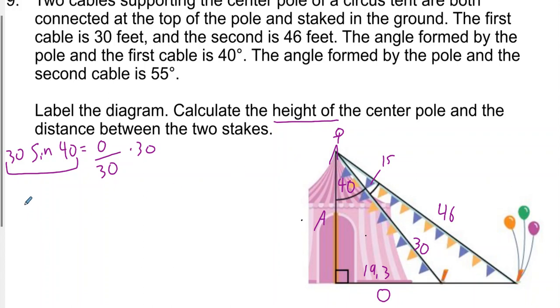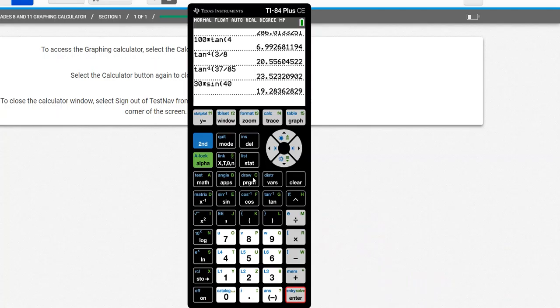That would be the sine of the whole angle, 55, equals opposite unknown over hypotenuse. In this case, the hypotenuse is 46. So I want to multiply each side by 46. In my calculator, I write 46 times the sine of 55. And I get 37.7.